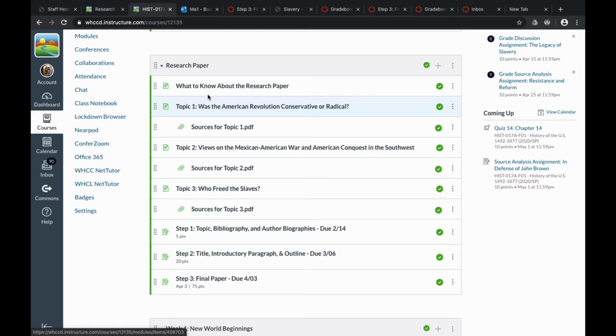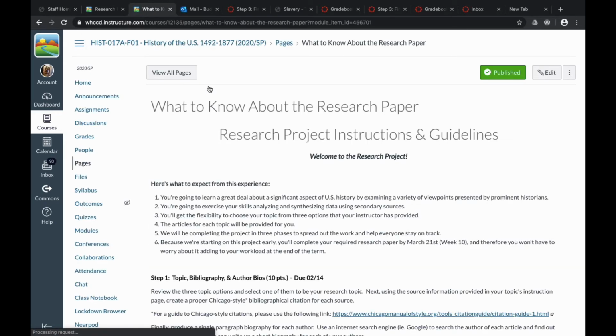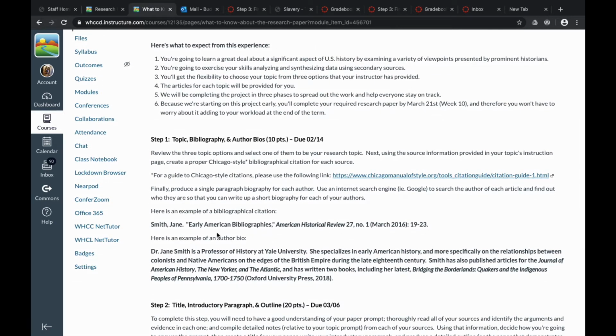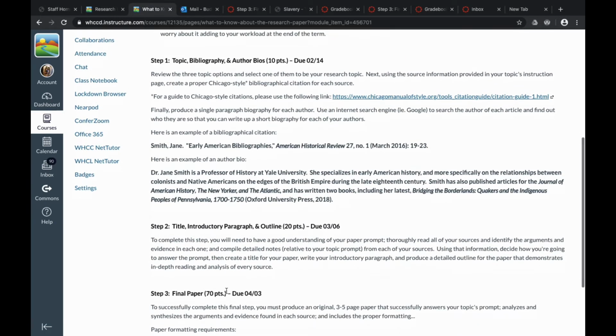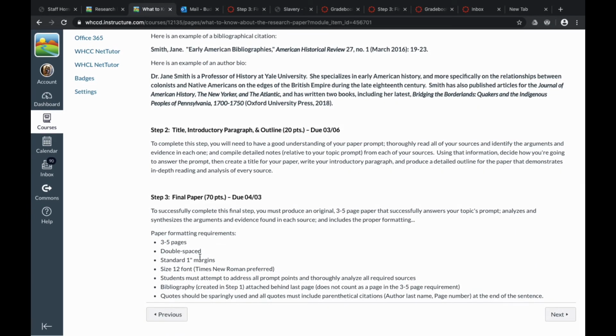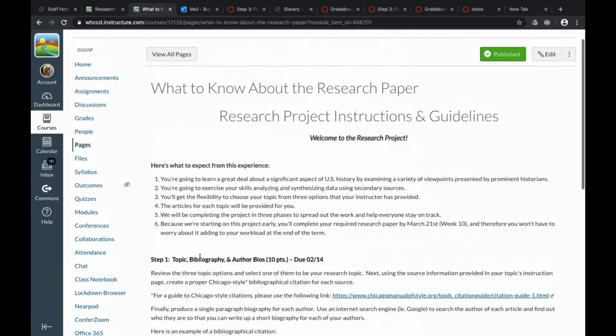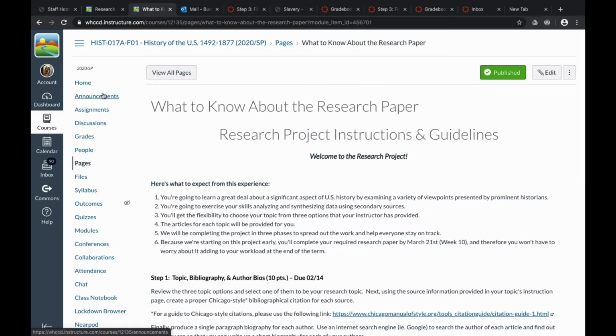Let's dive into a little bit more specifics. Again, I said at the top here is your instructions page. So you'll find out a lot more information about step 1, including an example here. You'll understand a little bit better what step 2 is. And then in step 3, you can see some of the formatting requirements so that you know what you need to hit on when you create your final paper. All right. Okay. So that is that.